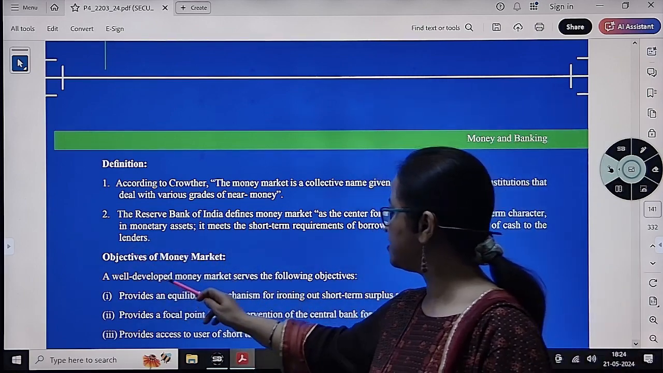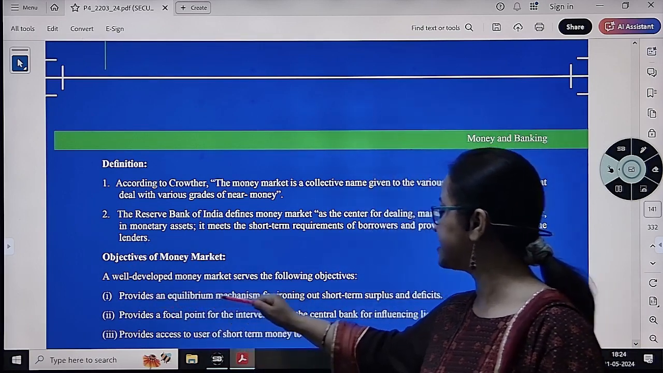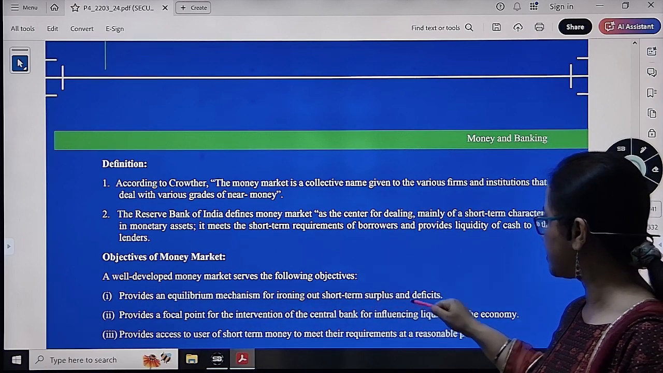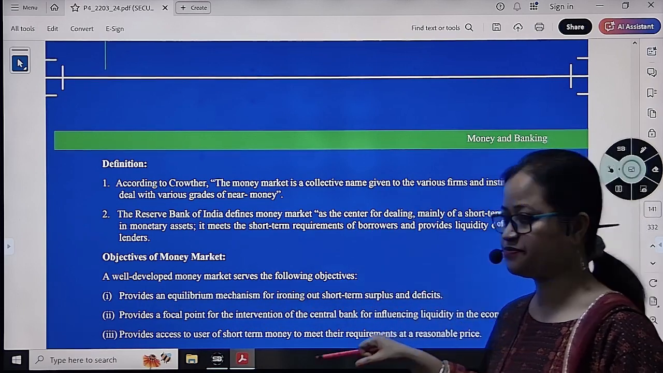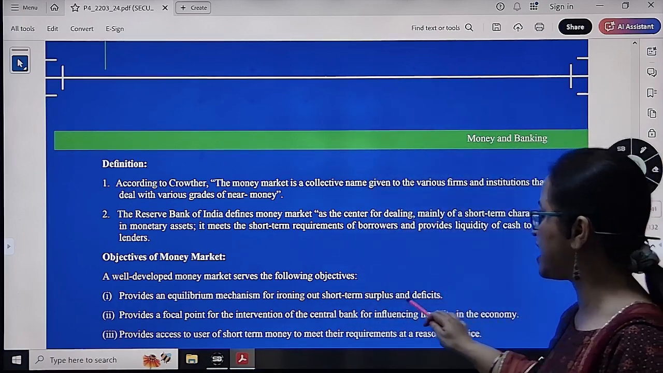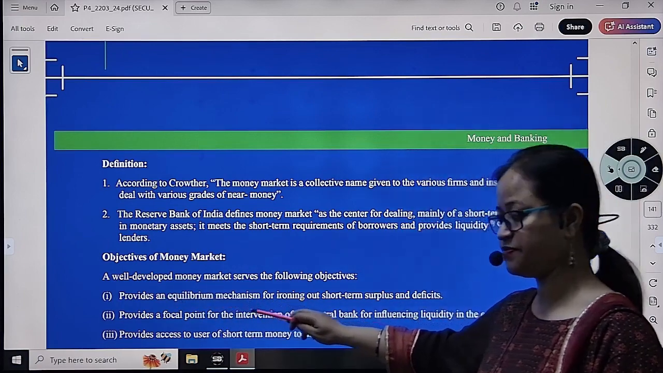Fine. So what are the objectives here? A well-developed money market serves the following objective. The first one, it provides an equilibrium mechanism for ironing out short-term surplus and deficit. Fine. So short-term surplus and deficit, what does it do? It ensures equilibrium.